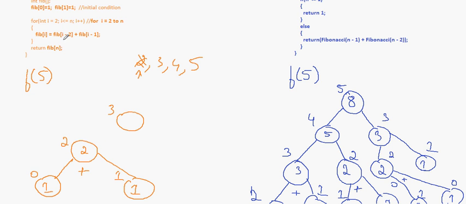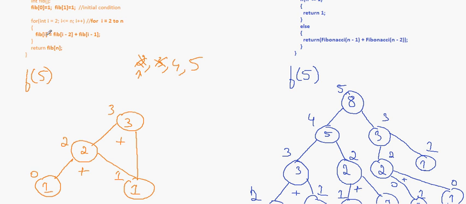Fibonacci of 3 minus 2 is 1, and Fibonacci of 3 minus 1, that's Fibonacci of 2. So 2 plus 1 is 3. And then I is incremented to 4.